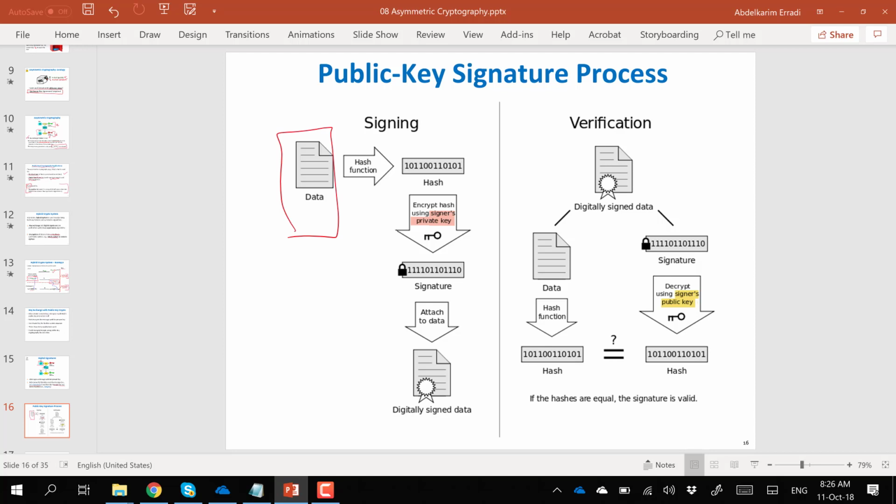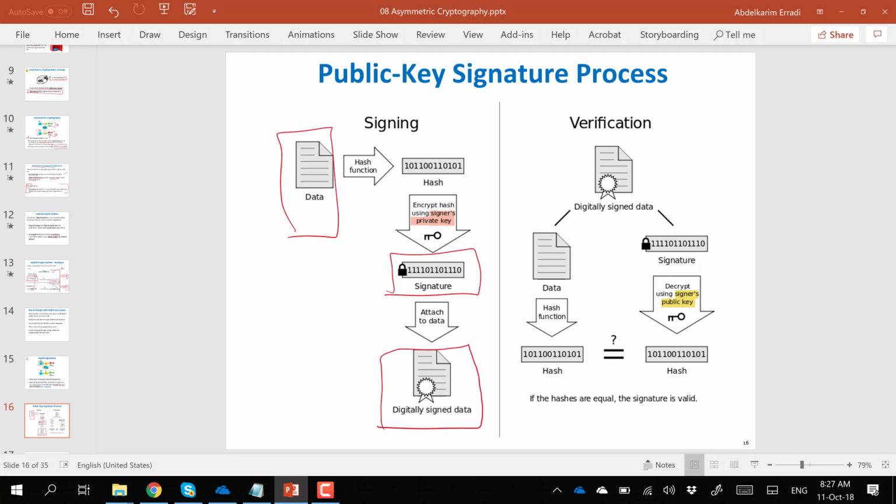What we do with this hash, we take it and we encrypt it using the private key of the signer. Whoever wants to sign, they get the hash, and then they encrypt it using the private key. And then what we do with this signature, we attach it with the data we want to send. By the way, this data could be plain text, could be encrypted, it doesn't matter. We attach our signature, and then what we have at the end is digitally signed data. So now this is the signature process.